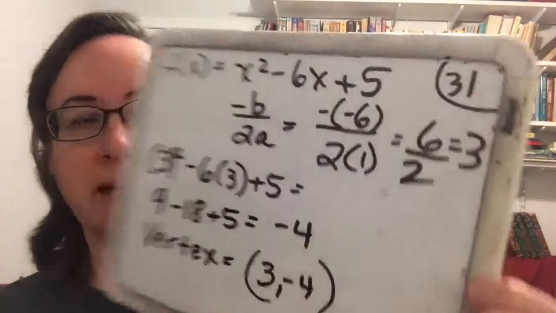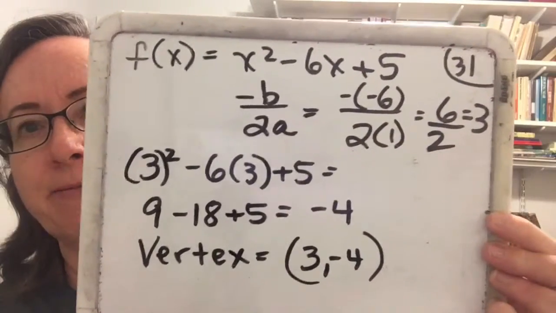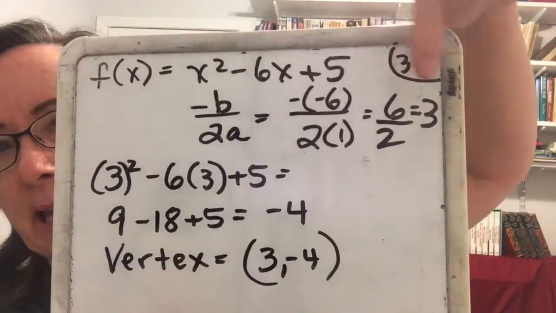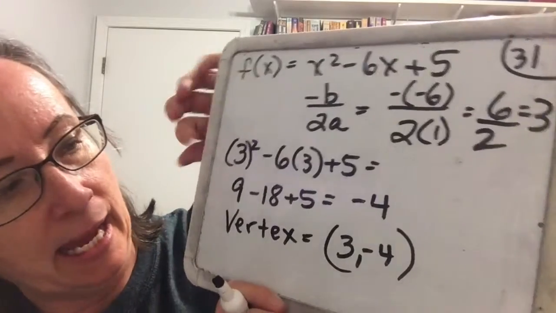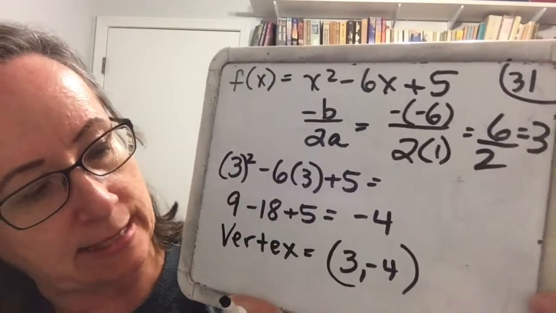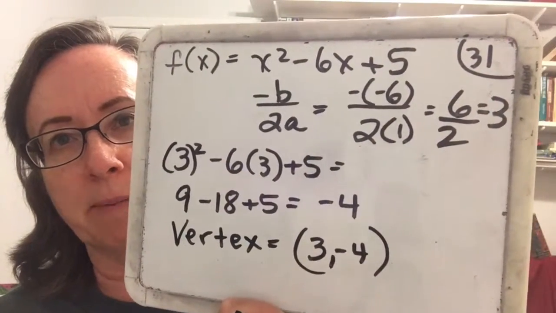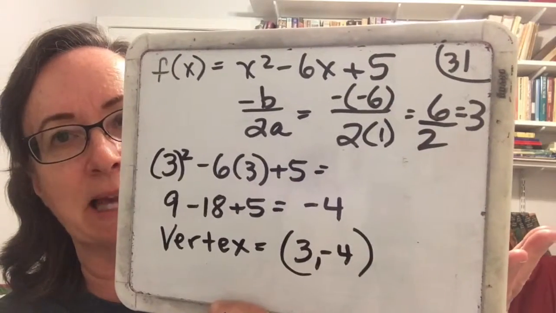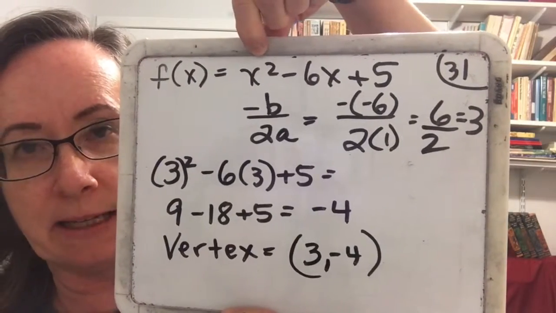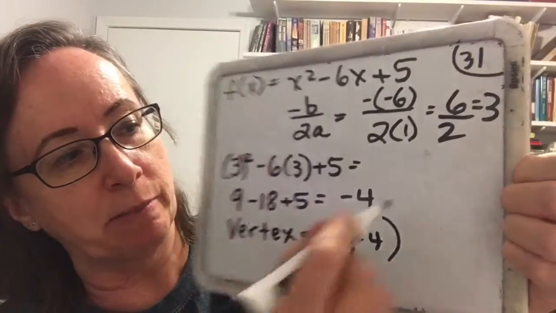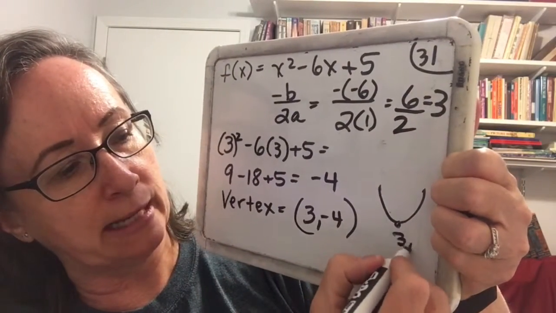All right, so now we're doing number 31, and 31 is up here at the top. By the time I figure out my negative b over twice a, I get a 3, and then I plug in the 3, and I get a negative 4. So my vertex is 3, negative 4. Now on this one, we were supposed to talk about whether the vertex was a maximum or a minimum, and since this first term, the quadratic term, is positive, my parabola is going to be facing upward, and its vertex is going to be 3, negative 4.